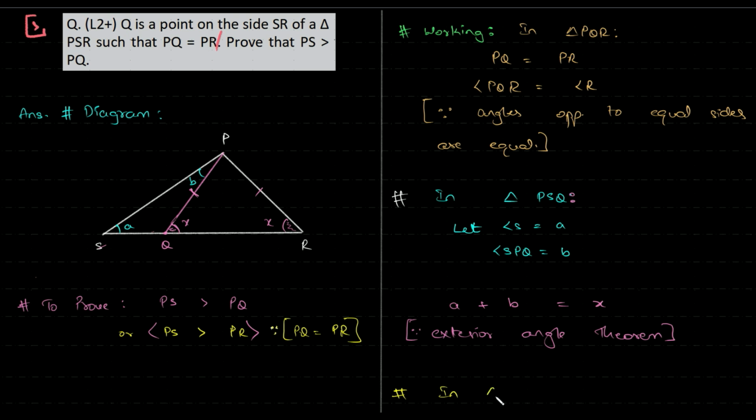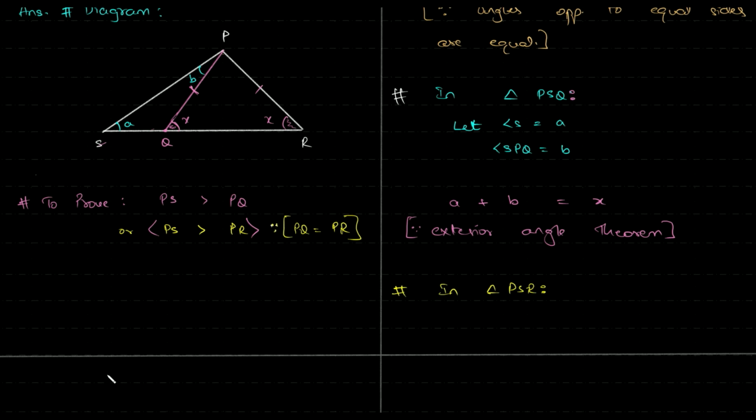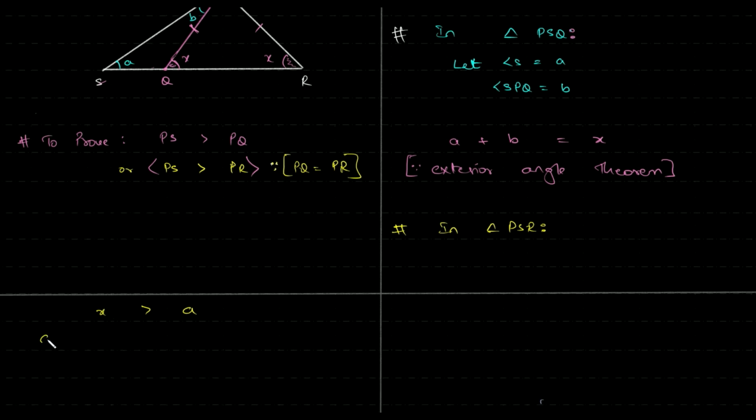So we have to go to which triangle? In triangle PSR. Okay. So in triangle PSR, what is it that we are looking at? Angle X is greater than angle A. Why? X is A plus B, that's why. As X is equal to A plus B. This is something that we proved over here, is it not? So obviously this value has to be more than A.